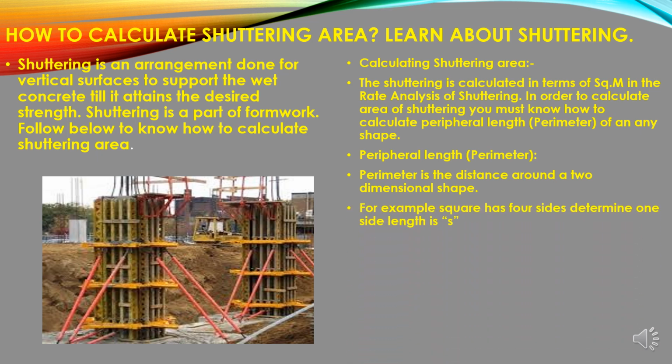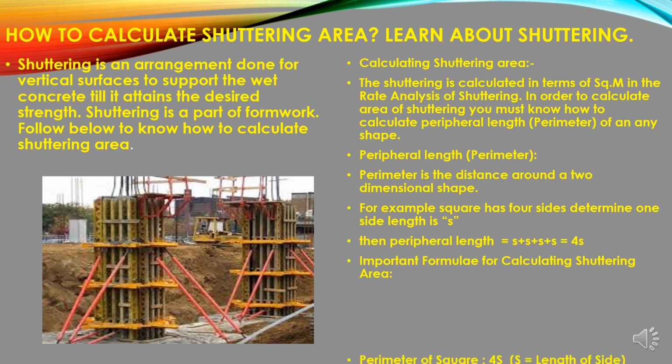For example, a square has four sides. Determine one side length is S. So the perimeter is S plus S plus S plus S, which is equal to 4S. Important formulae for calculating shuttering area. Perimeter of square is equal to 4S, where S is equal to the length of the side.